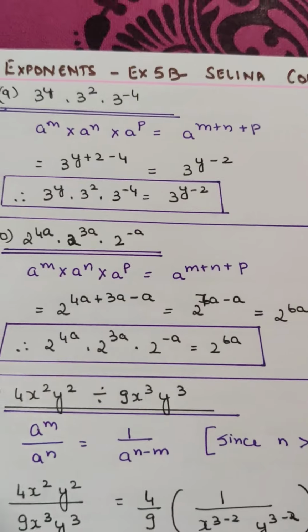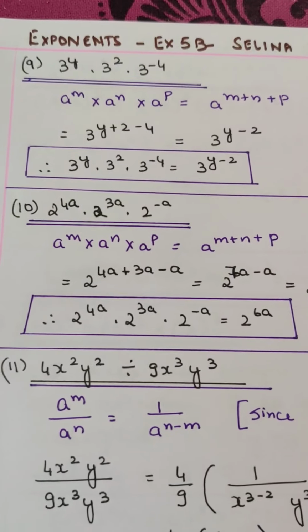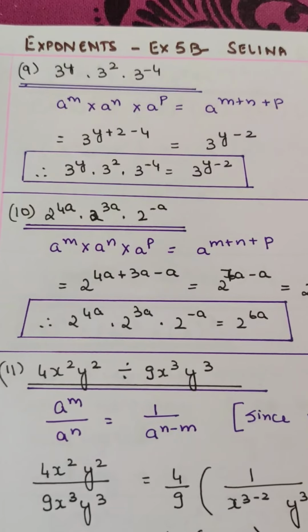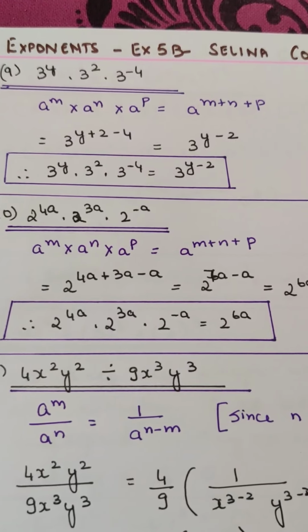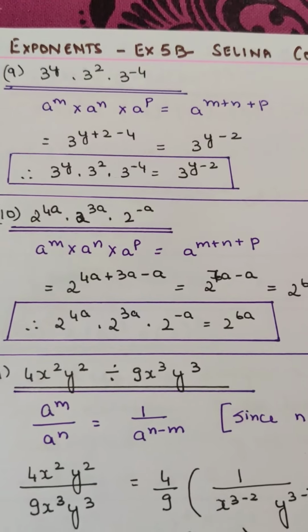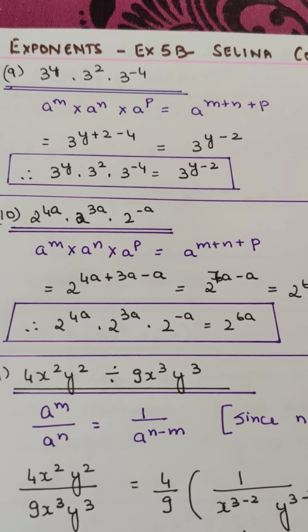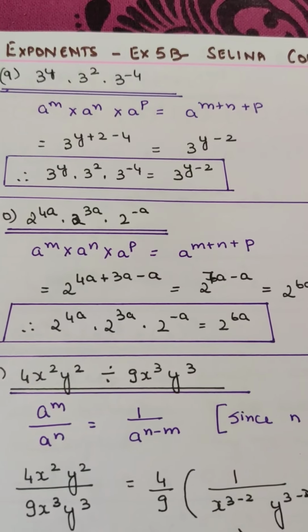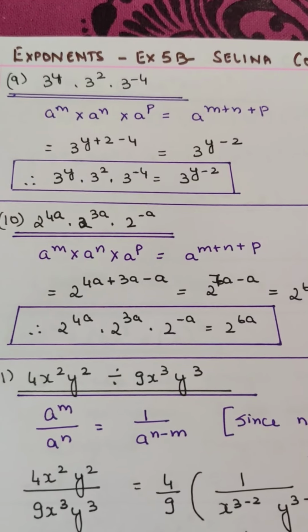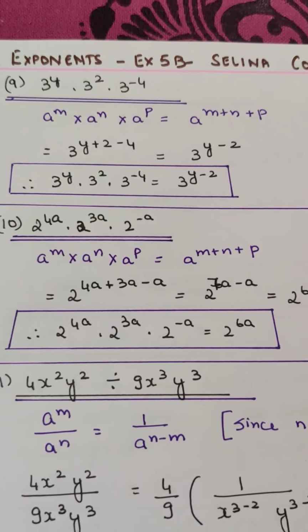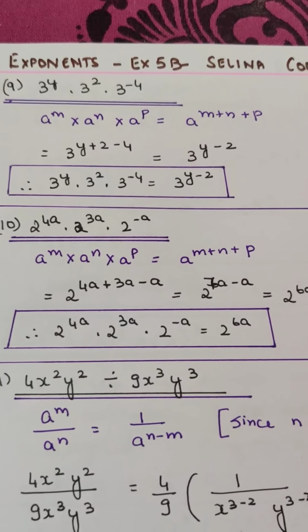Alright, let's move on to the ninth one. 3 to the power of y into 3 square into 3 to the power of minus 4. Again the product law, very simple concept. a to the power of m into a to the power of n into a to the power of p is equal to a to the power of m plus n plus p. So this becomes 3 to the power of y plus 2 minus 4. That is nothing but 3 to the power of y minus 2.